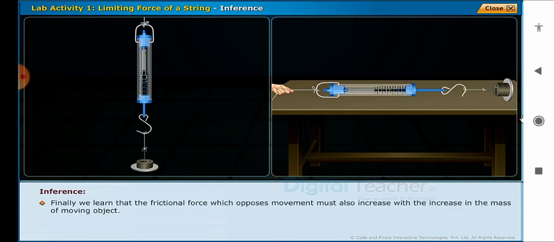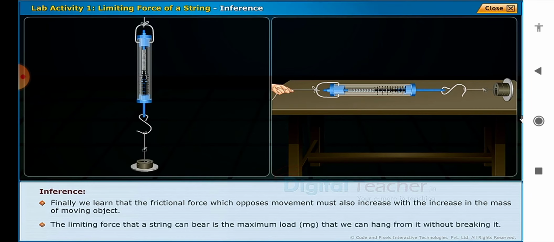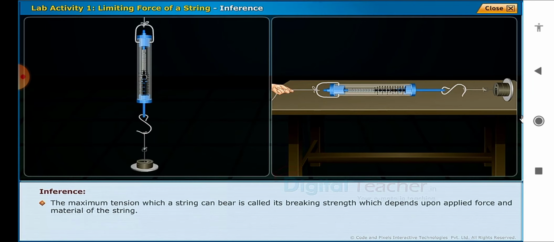Finally, we learn that the frictional force which opposes movement must also increase with the increase in the mass of the moving object. The limiting force that a string can bear is the maximum load that we can hang from it without breaking it. The maximum tension which a string can bear is called its breaking strength, which depends upon applied force and material of the string.